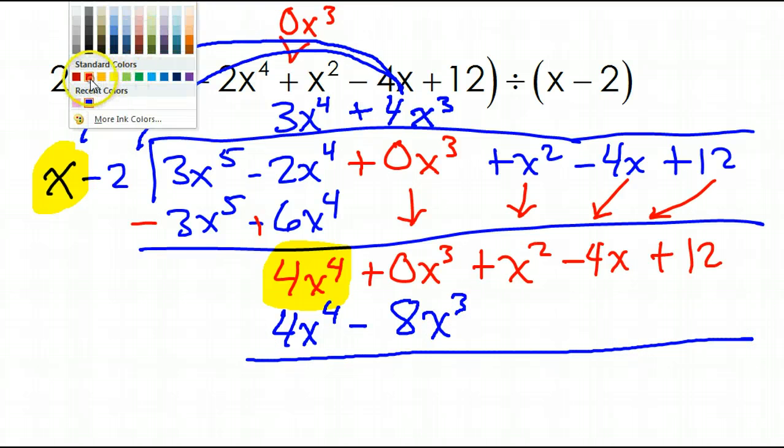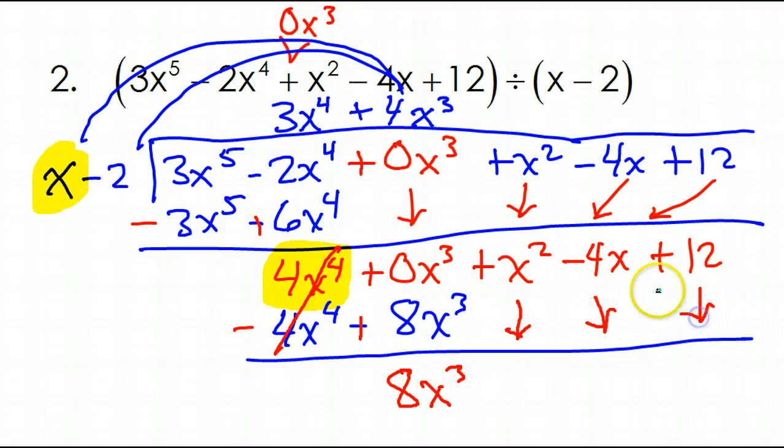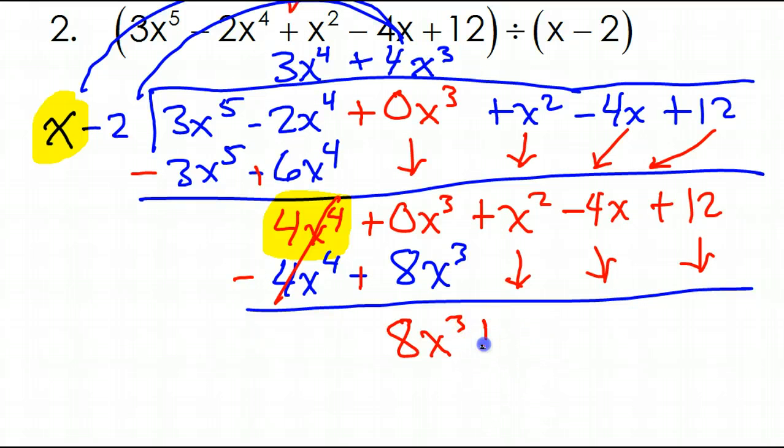Subtract by changing the signs. Minus, plus. Okay, now these will cancel. 0x to the third power and positive 8x to the third power make 8x to the third power. I'm just going to bring everything else down. So that makes plus x squared minus 4x plus 12. Then you start over.